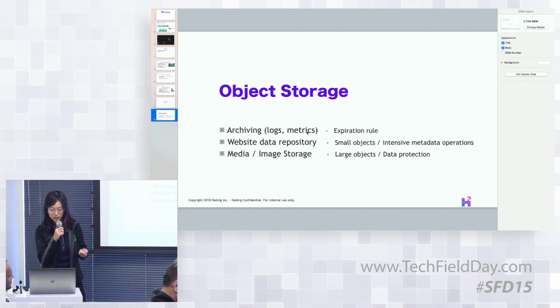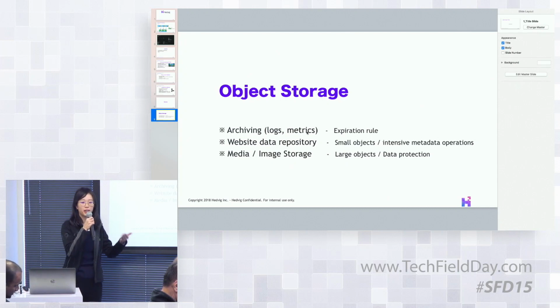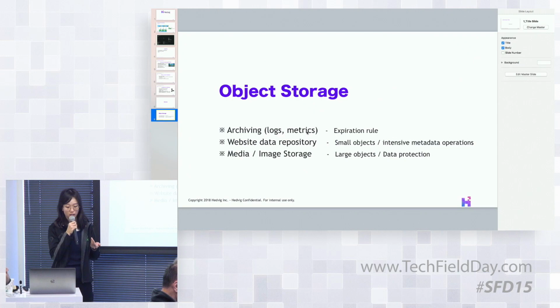Another use case is people hosting a website on top of, say, Amazon S3. They will build up their website around it and store static image content, for example a Hedvig logo. This means we'll be seeing small objects, with intensive metadata operations attached to each object. And the third one is, of course, media image storage. You will store your photos and videos on top of it, which could be multiple gigabytes, which means large object consumption.